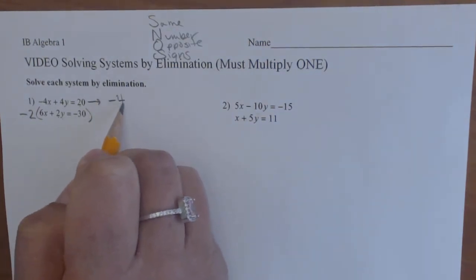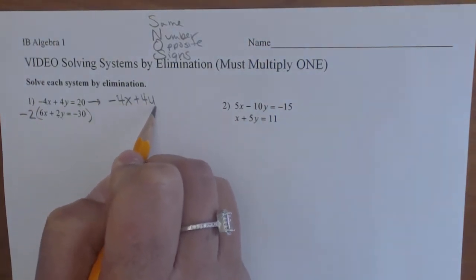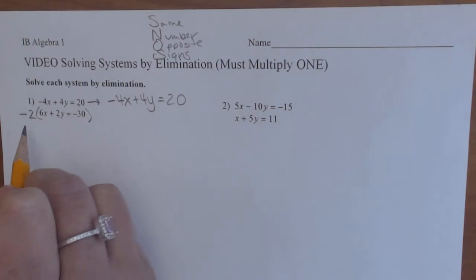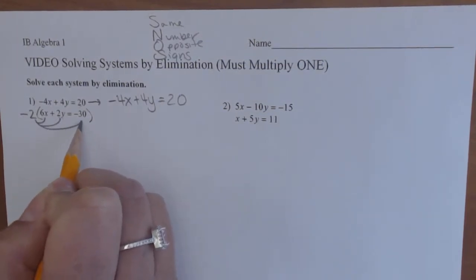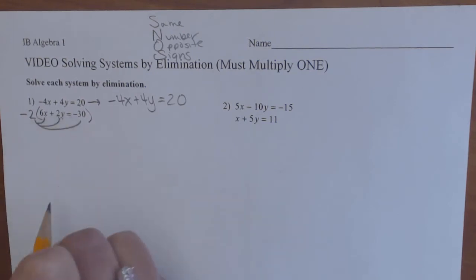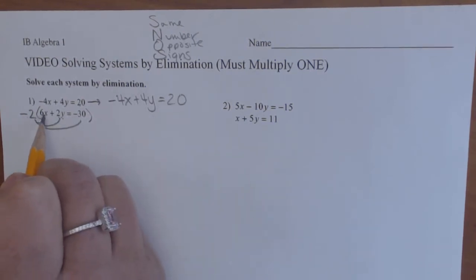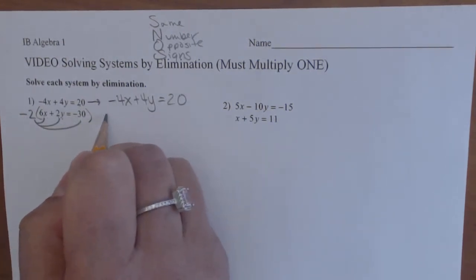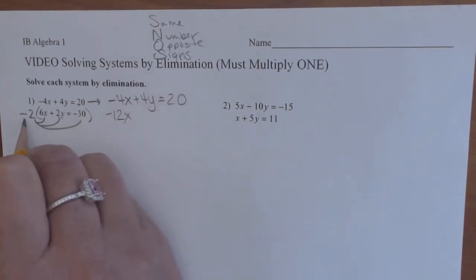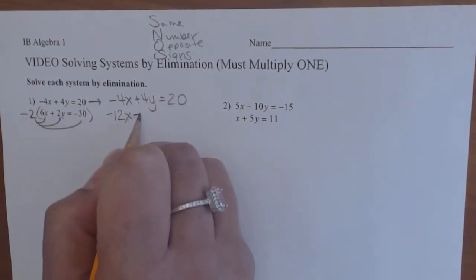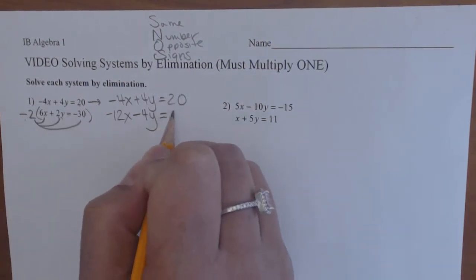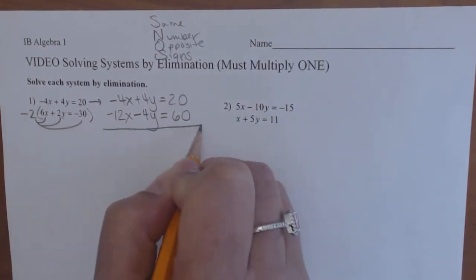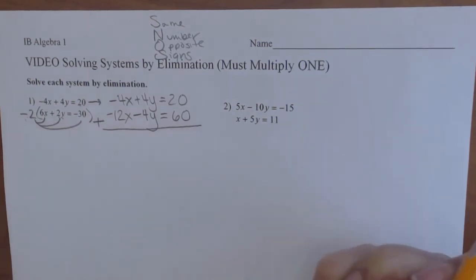So this one I'm just going to rewrite because I didn't do anything to it. And this one I'm multiplying by negative 2. So I'm going to have to multiply not only my y term, but everything inside. So it's going to be negative 2 times 6x, which is negative 12x. Negative 2 times 2, which is negative 4y. And negative 2 times negative 30, which gives us a positive 60. And then a big equal sign and a plus sign in there because we do add.